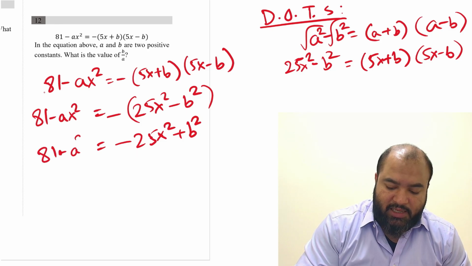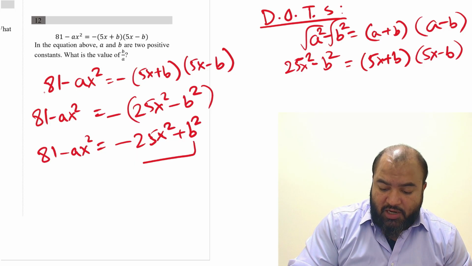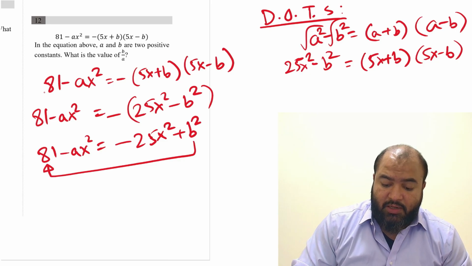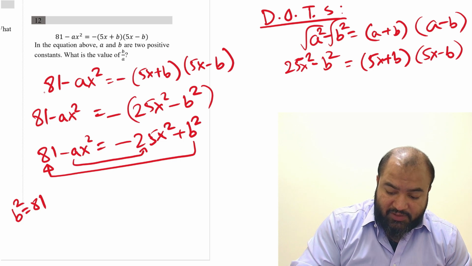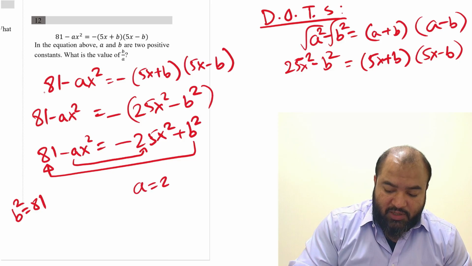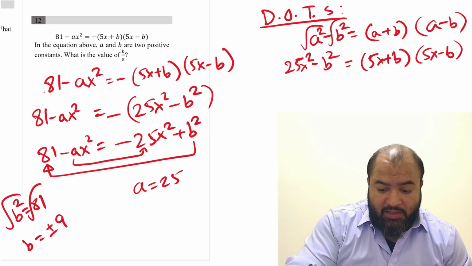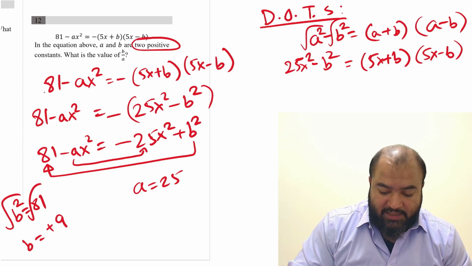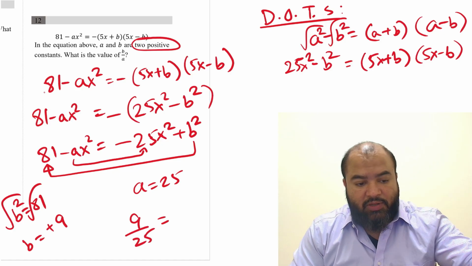Now, if I compare both sides, b squared must be the 81, right? And a must be 25. You see what is next to x squared is negative a, and next to x squared is negative 25. So a is 25. Now b, if you square root, b is plus or minus 9. Now they are positive integers, so I'm going to remove the minus. So what is b over a? So 9 over 25. So the answer is 0.36.